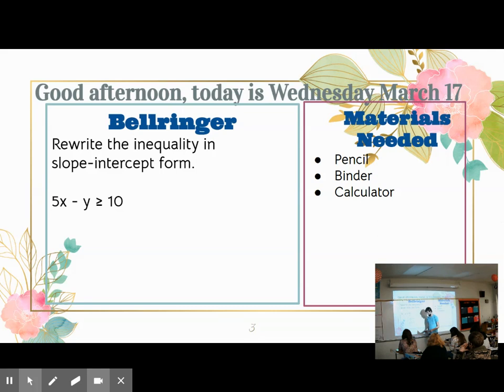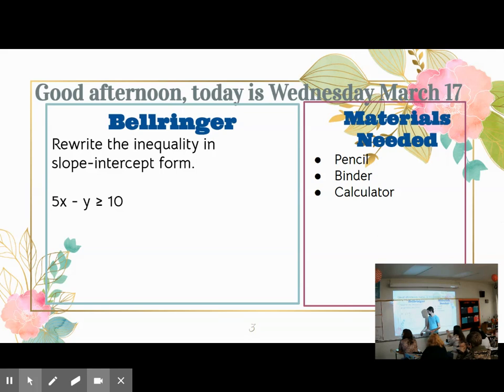Alright, so what she did was, first she moved the 5x over, because you're trying to get y by itself, so you don't do anything with y. Leave y on the left side. So you want to move 5x over to the other side, and when you move it over to the other side of the inequality, it changes signs. If you change sides, you change signs. So it was a positive 5x, and it becomes a negative 5x. Well, that y is negative, and since you didn't move it, it stays a negative.